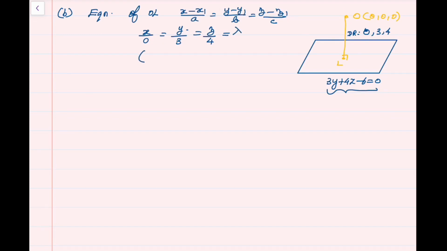Any point on this line can be written in terms of lambda. X coordinate will be 0 lambda, y coordinate is 3 lambda, z coordinate is 4 lambda. L also lies on this line. Therefore, L will be of this form: 0, 3 lambda, 4 lambda. Now, to find lambda, we will substitute this L point in the plane equation because L lies on the plane.